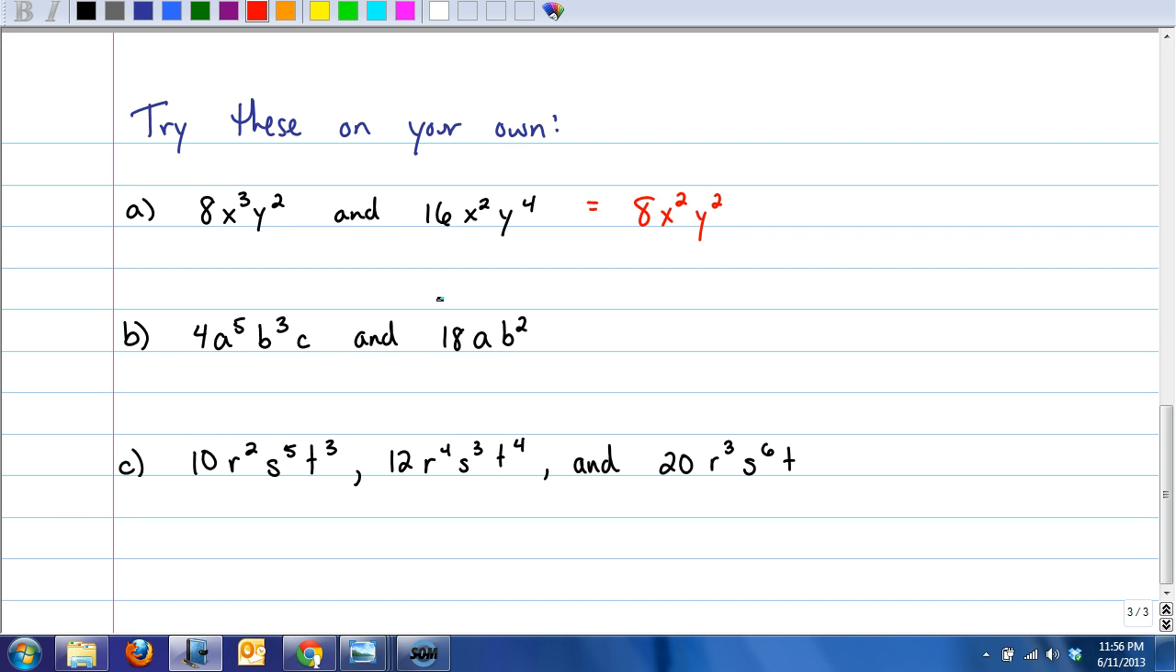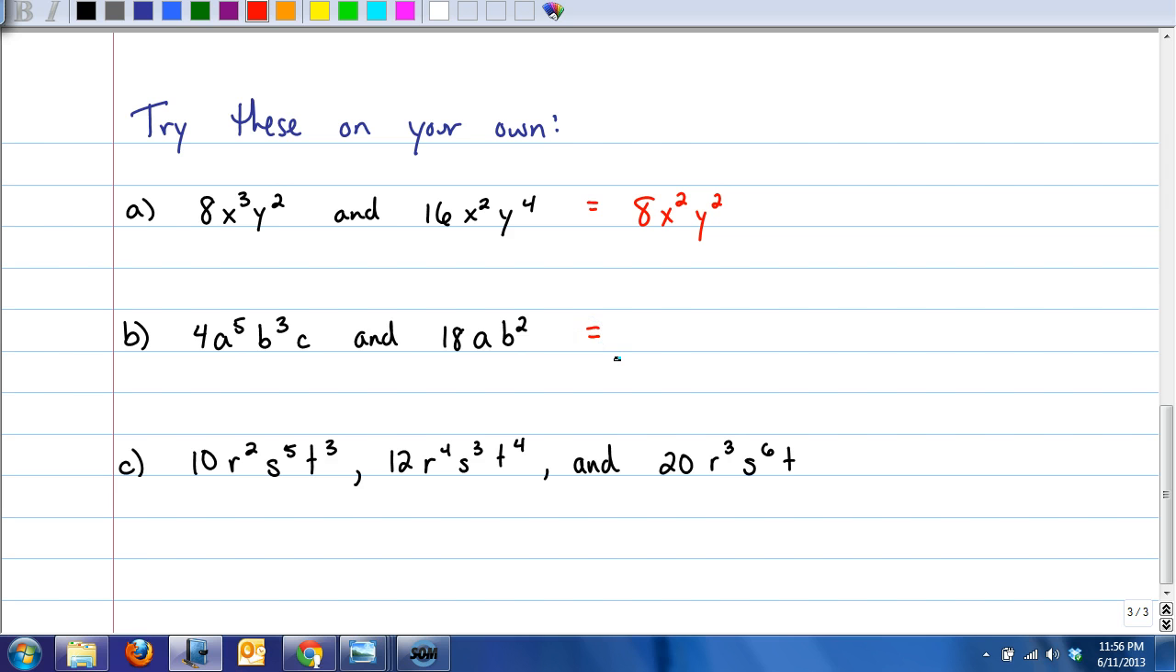Now I want you guys to pause the video, and I want you to take a minute and see if you can figure out the greatest common factor between these two terms. Now the last one is a tricky one. Now this is a situation where we have 3 terms, and I want you to find the greatest common factor between those 3 terms. So pause the video and hit play when you're ready to check your answers.